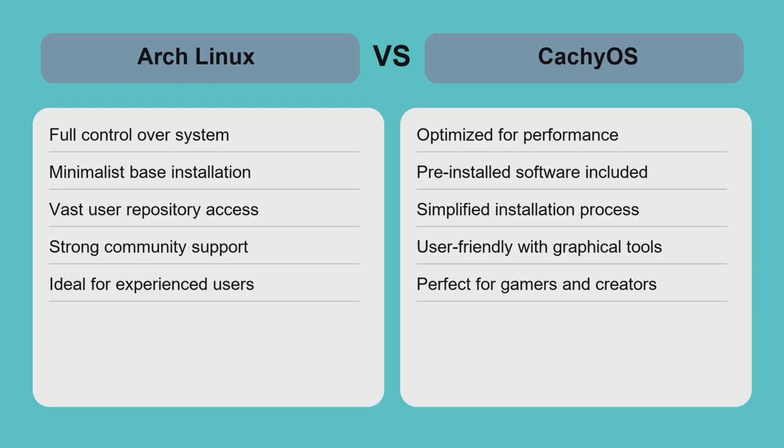CachyOS, on the other hand, targets users who want Arch's benefits combined with out-of-the-box performance enhancements and usability improvements. It's ready to use immediately, with optimized kernels and pre-configured settings that boost responsiveness, especially in gaming or multimedia tasks. The trade-off is less control over every detail and a smaller community.